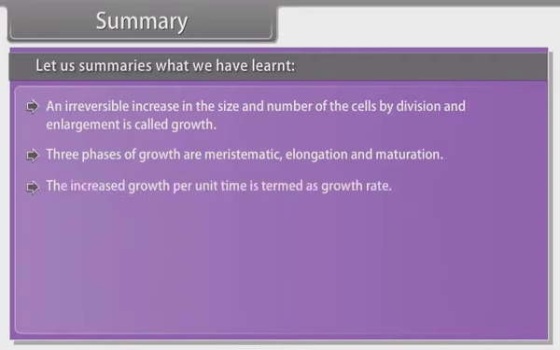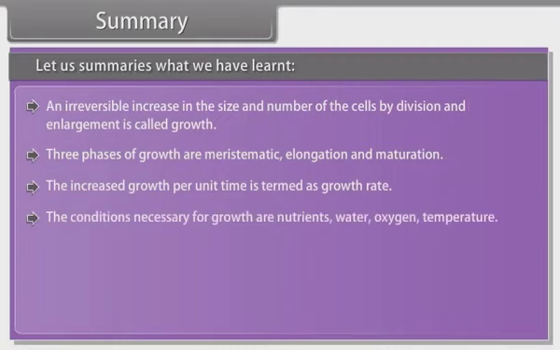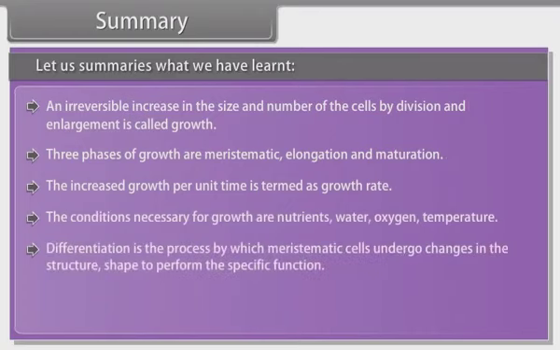The increased growth per unit time is termed as growth rate. The conditions necessary for growth are nutrients, water, oxygen, temperature. Differentiation is the process by which meristematic cells undergo changes in the structure, shape to perform the specific function.